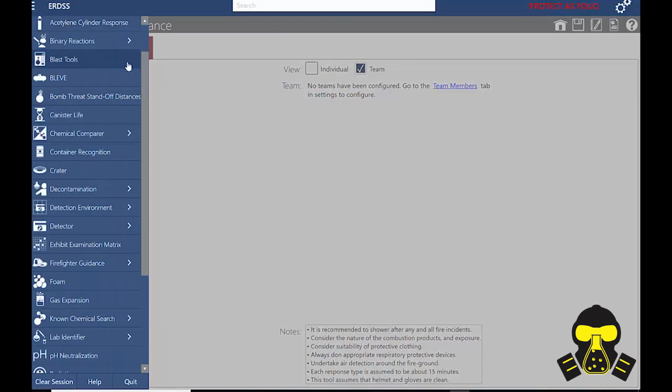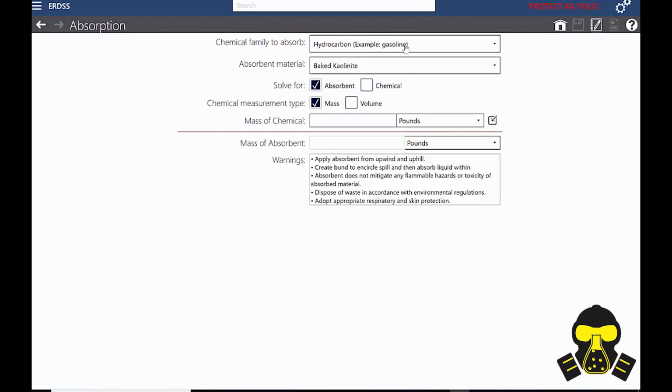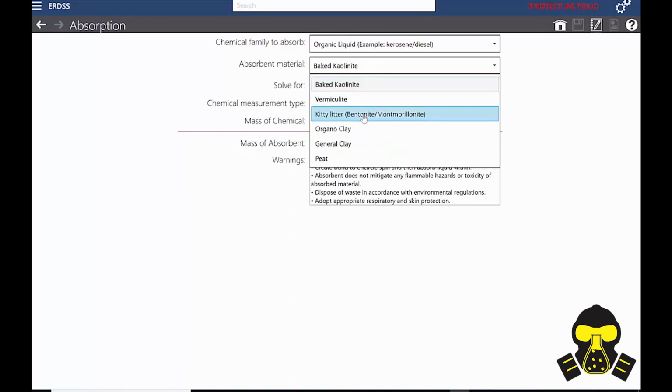One thing I'm going to show you before we wrap this up. Number 1, there are tons of tools, and it would be all day to sit here and go through all of them. But absorption is a really fun tool because you can go here and say, okay, there was a diesel spill. What do you guys use? Do you use kitty litter? Okay. So kitty litter.